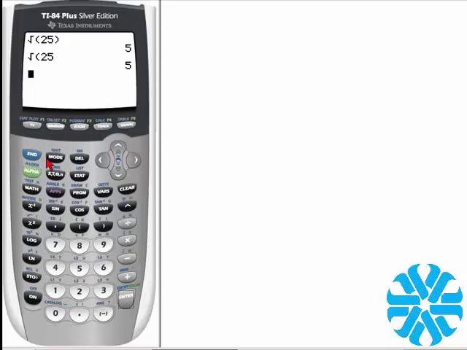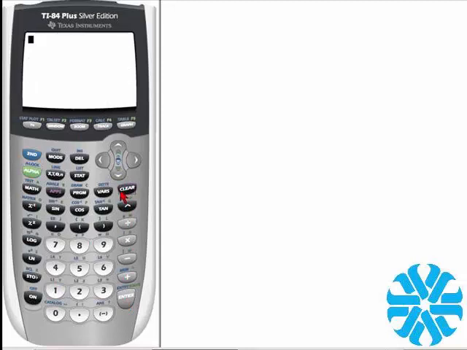So let's compute the square root of 144. Remember, we don't need the parenthesis to close the radicand. And let's just hit enter, and you get 12. The square root of 144 is 12. Let's clear the screen here.